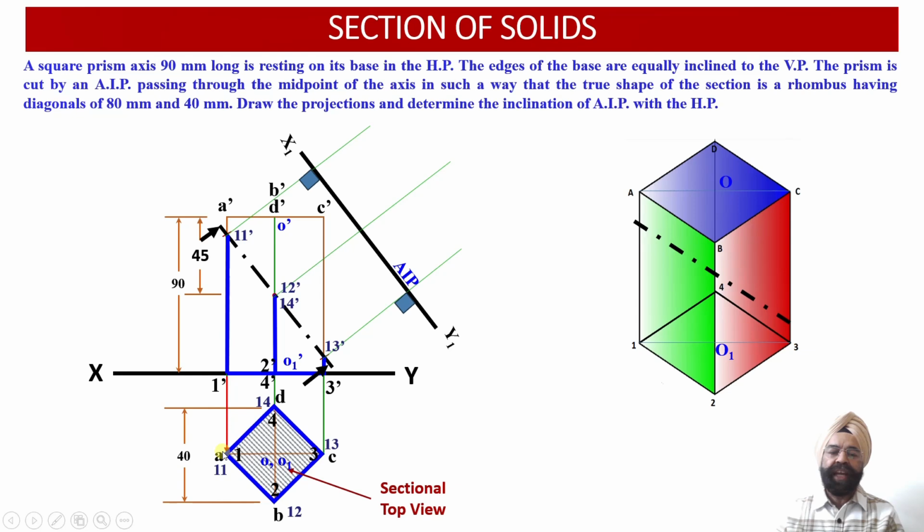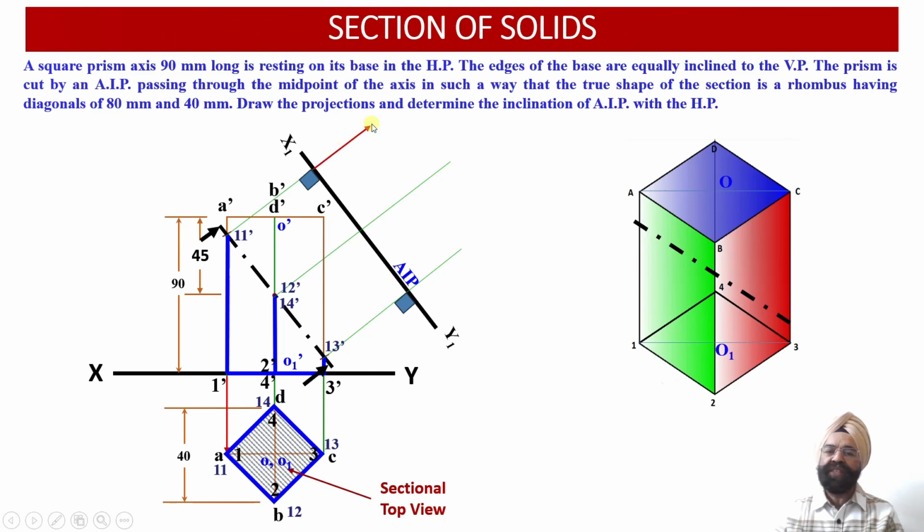Now the first point available with us is point 11. Now we have measured the distance between point 11 and the XY reference line. So this distance we have measured. Now onto the projector line emerging through the point 11', the same distance of the point 11 from the XY reference plane will be marked ahead of this auxiliary inclined plane.